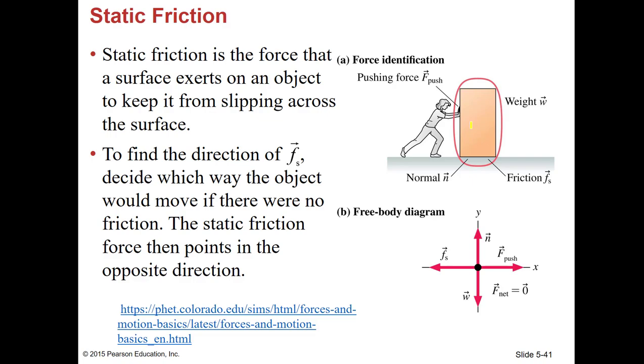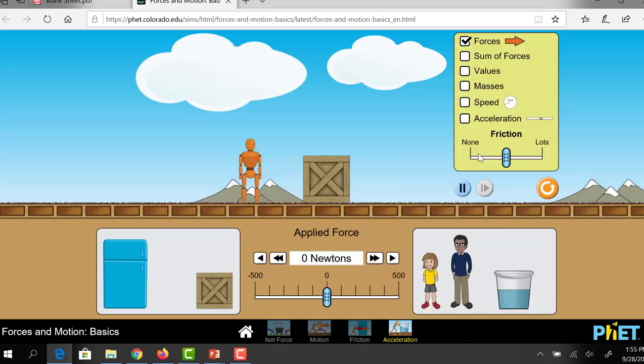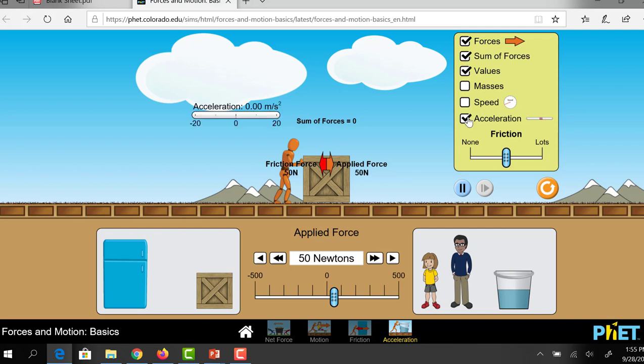Let's take a look at this PhET simulation. So you've seen this before. We did the lab on this, Newton's second law. So I'm going to go back to acceleration. And if you notice, I can push a little. 50 newtons, it's not moving. Here's the sum of the forces, values, acceleration. So this is kind of an incomplete free body diagram. Applied force, frictional force. There's also the normal force pointing up, the weight pointing down.